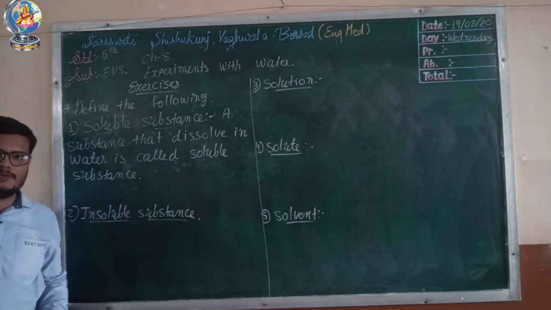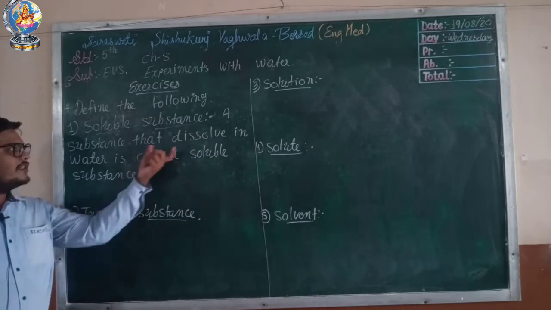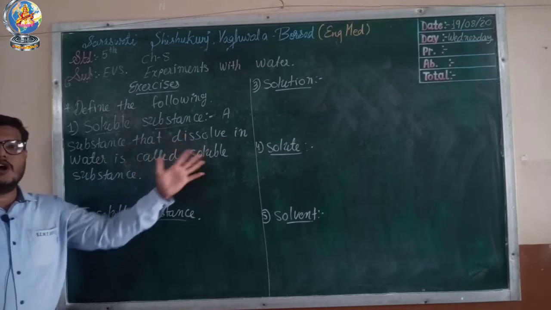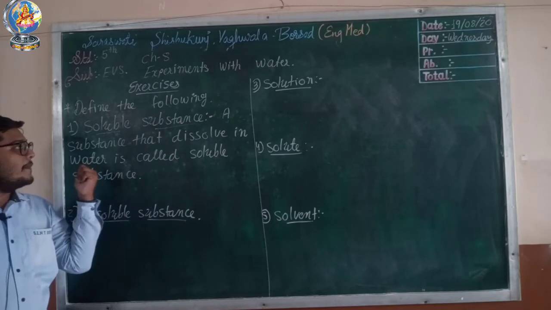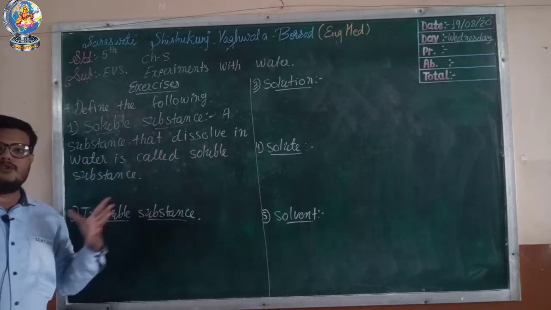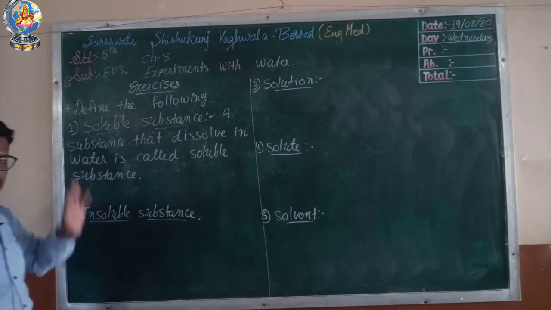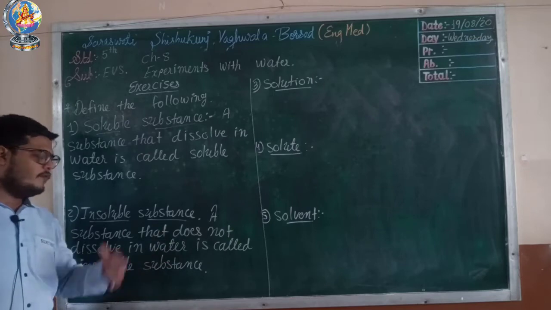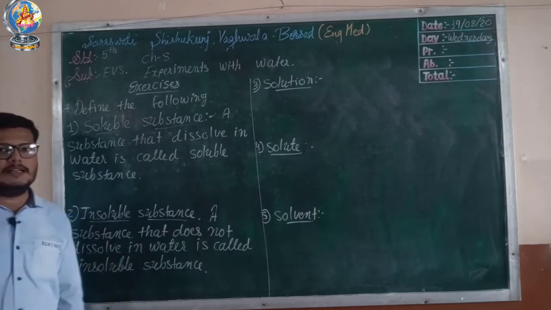Second is insoluble substance. That is also just we have to change a word, that is does not dissolve. Here we have to change does not dissolve, right? A substance that does not dissolve in water is called as insoluble substance, right? Just you have to change a word. So definition, a substance that does not dissolve in water is called insoluble substance, right?